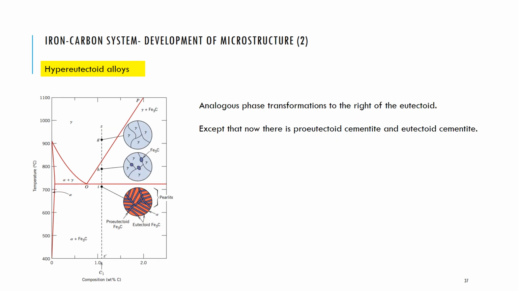Similarly, then, we can get hypereutectoid alloys. These are analogous to the phase transformations of hypoeutectoid alloys, except that we now have cementite here instead.